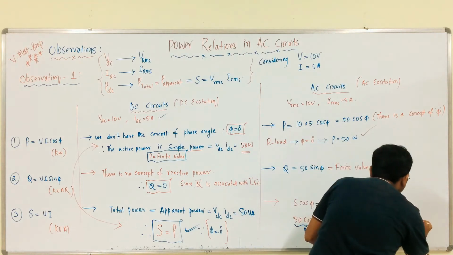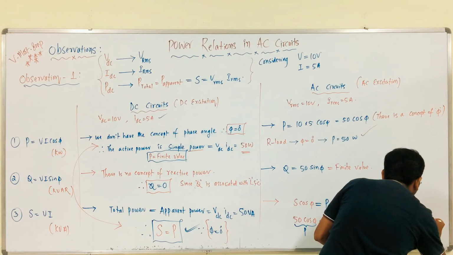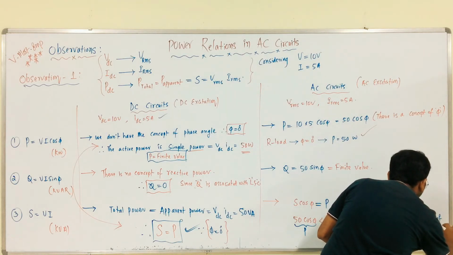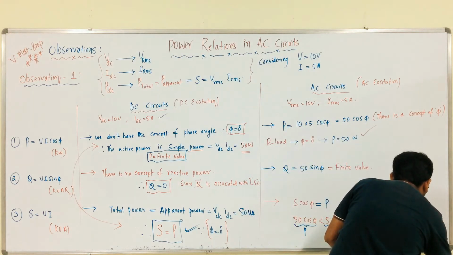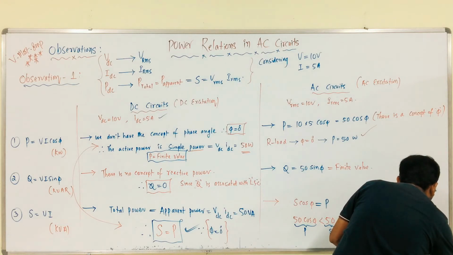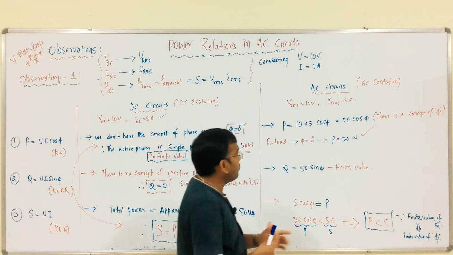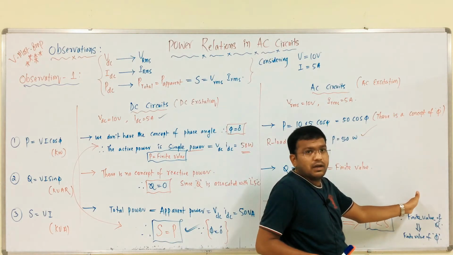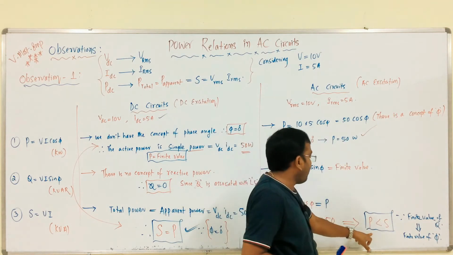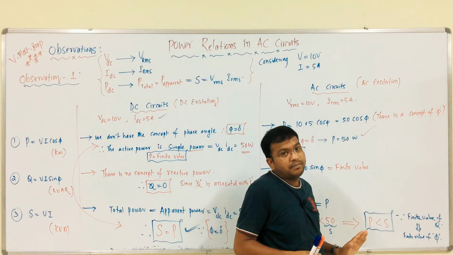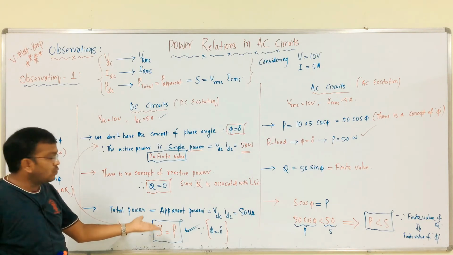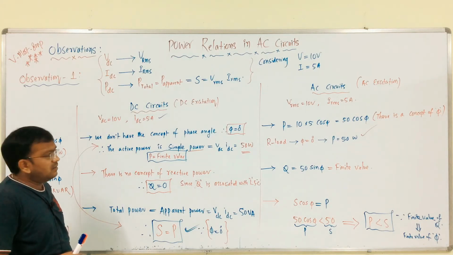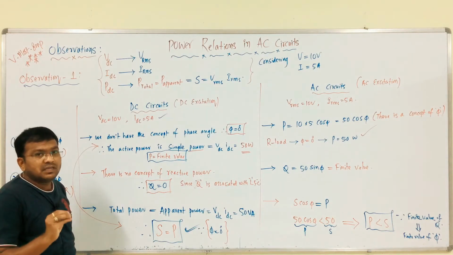What is the reason? Since finite value of Q. This is the reason. We have finite value of Q. This is due to what? Finite value of phase angle. So, there is a concept of phase angle, therefore, there is a concept of reactive power. So, because of this reactive power, the content of active power is always less than apparent power. But in this case of DC circuits, there is no concept of reactive power, that is why active power is equal to apparent power. This observation is the most important observation.